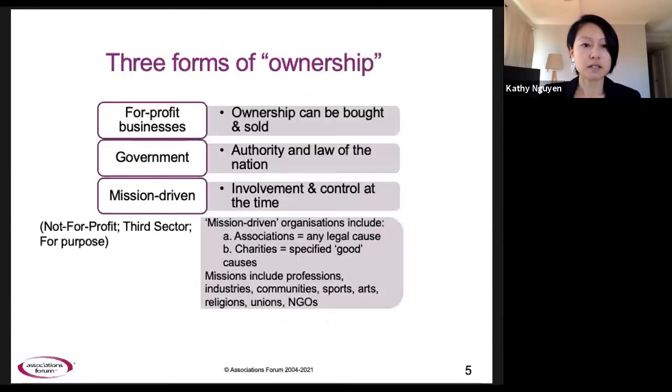So to get started, in the Australian economy, there are generally 3 forms of ownership. So you've got your for-profit or commercial businesses, the government sector, and then we've got the words mission-driven. And this sector has lots of names, sometimes also called not-for-profit sector, for-purpose sector, and third sector, because there's 1, 2, and we're the third. So in the third sector is where associations sit. And as I mentioned, there's an association for everything. So some of the missions include professions, industries, communities, etc.